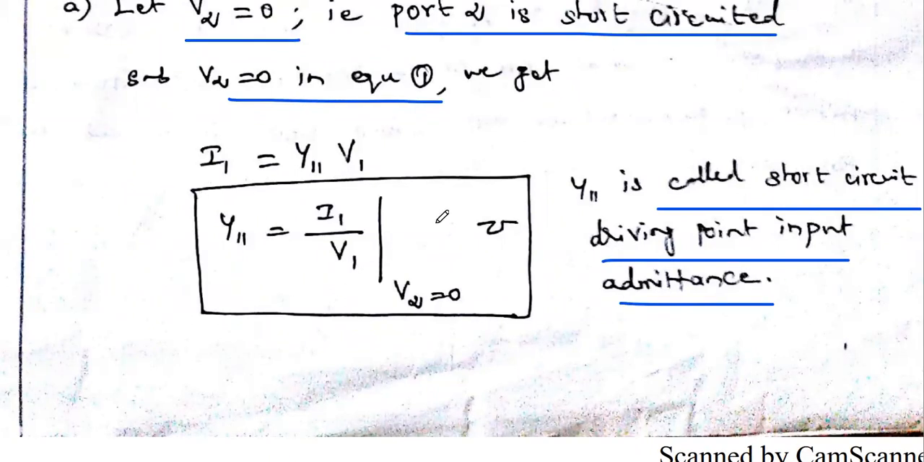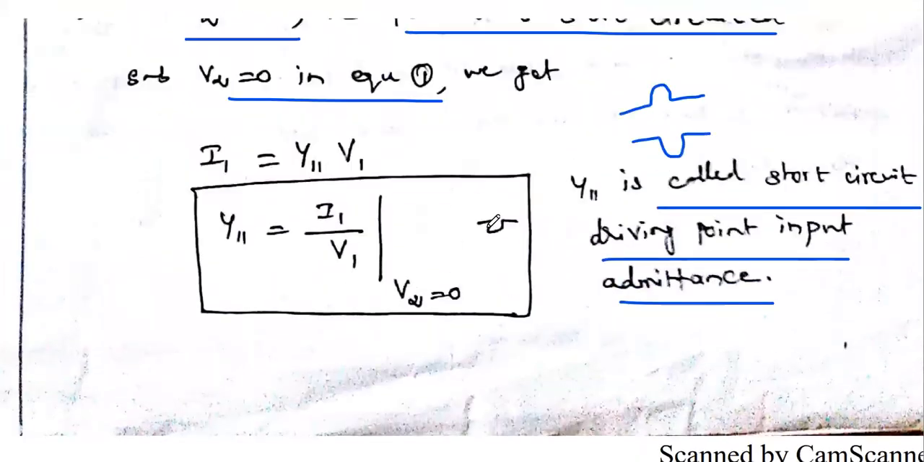The unit for the admittance is mho. Ohm is written one way, and mho is just ohm written in reverse. So the unit of the admittance Y11 is mho.